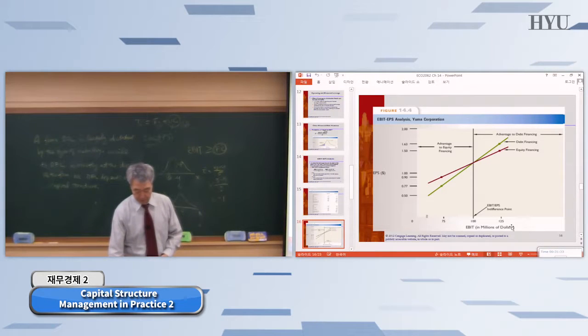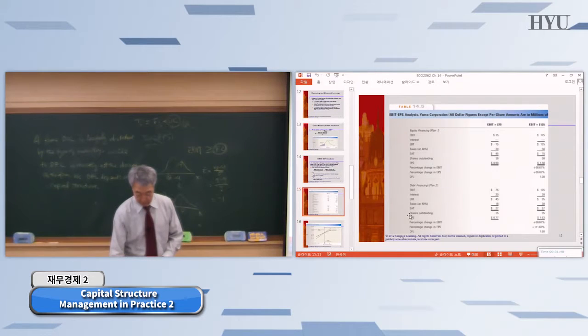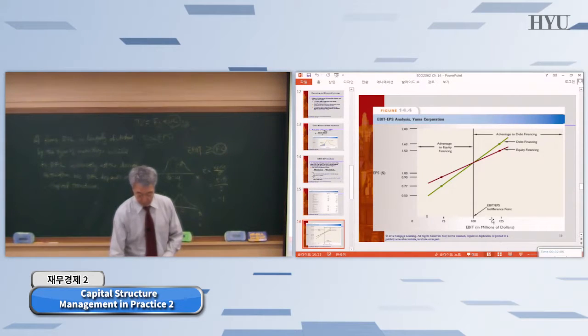Based on this scenario, you can come up with this graph. You put the levels of EBIT on the bottom horizontal axis and EPS on the vertical axis. We have four points here, as you see in the previous table: 75 and 125, and depending on equity financing or debt financing, we have 90 cents, $1.50, 77 cents, and $1.63. Based on that, we can draw these two lines.